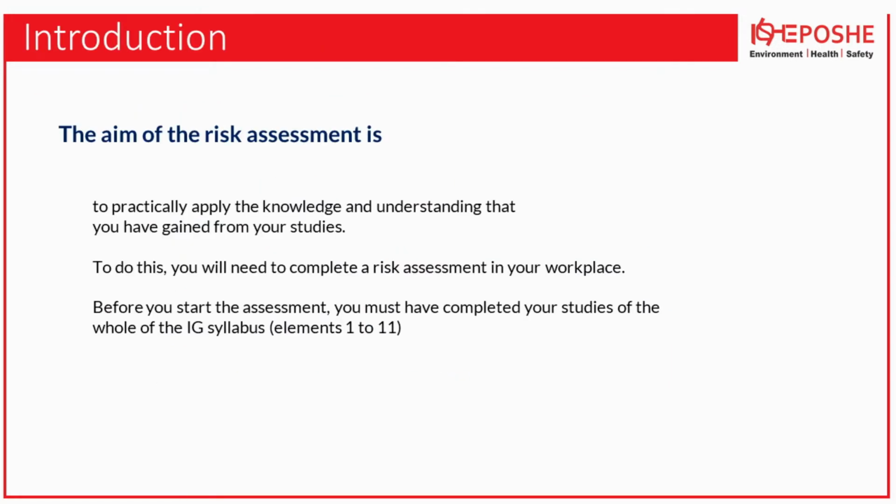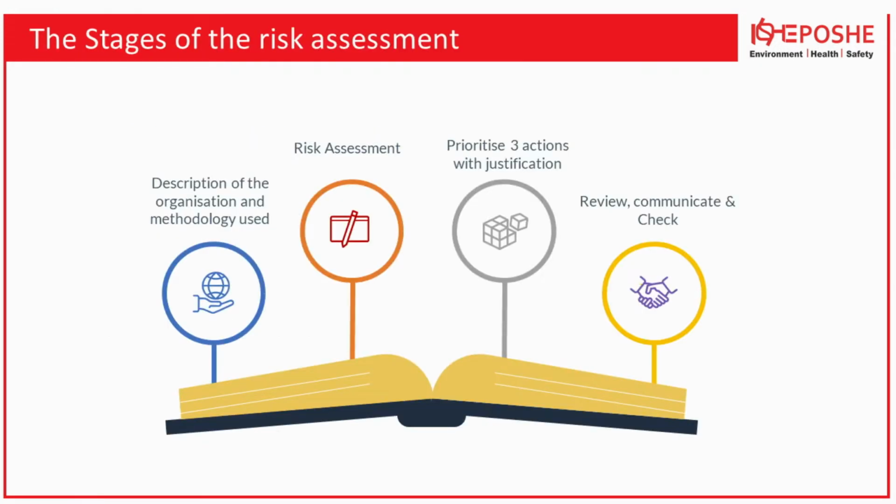Introduction. The aim of the risk assessment is to practically apply the knowledge and understanding that you have gained from your preparation. To do this practical assessment, you will need to complete a risk assessment, preferably in your workplace. Before you start the assessment, you must have completed your studies of the whole of the IG syllabus, Elements 1 to 11, stages of the risk assessment.